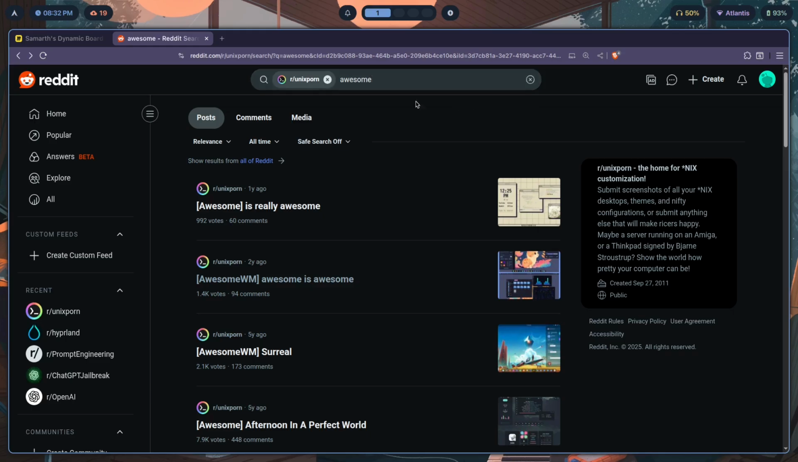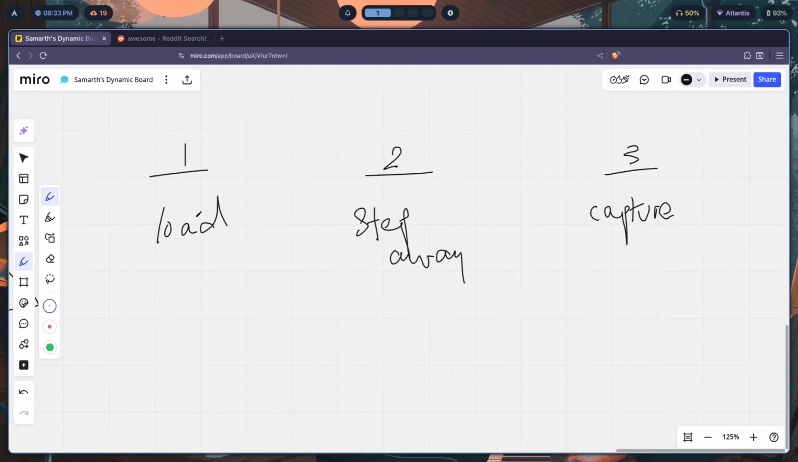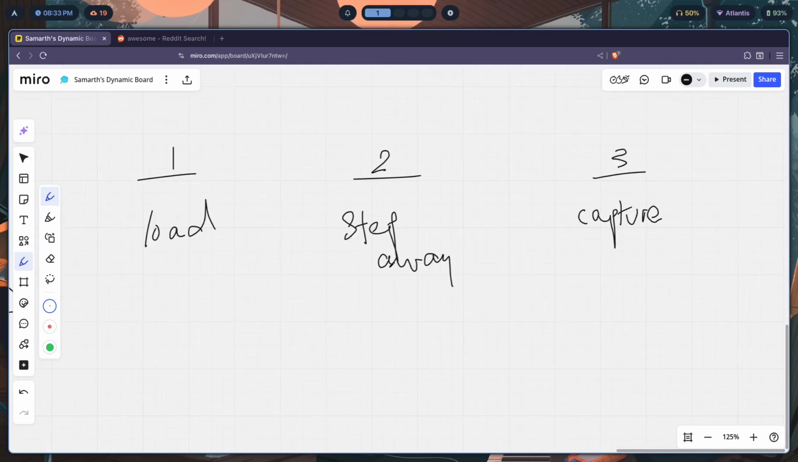Okay, so chances are you're probably going to find Hyprland rices and you're going to use those instead. Great. So first thing is basically loading up on good information. Second thing you're going to do is step away. Stepping away is extremely important because all the absorption of information is done by the conscious brain.